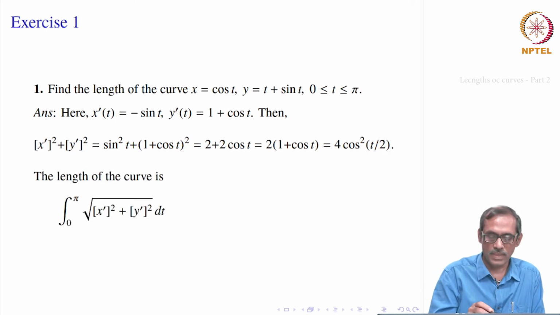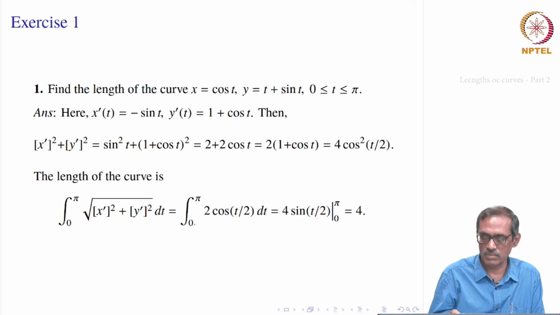Now, the length of the curve is the integral from 0 to pi, because t varies from 0 to pi, of the square root of x prime squared plus y prime squared dt. So, that gives 0 to pi of the square root, which gives 2 cosine t by 2 dt. Now this can be integrated easily. So, it is 4 sin t by 2, from 0 to pi. So, that simplifies to 4.